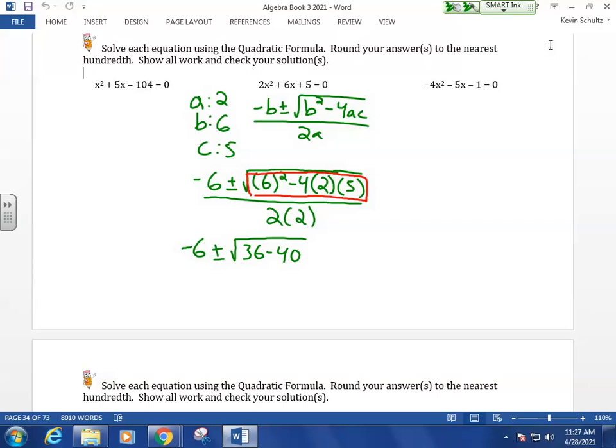So we get 36 minus 40, all divided by 4. Huh. Well, what does that give us inside of our root? A -4. We've talked about taking the root of a negative number before, right? Doesn't work out until Algebra 2 when we just imagine them, okay?